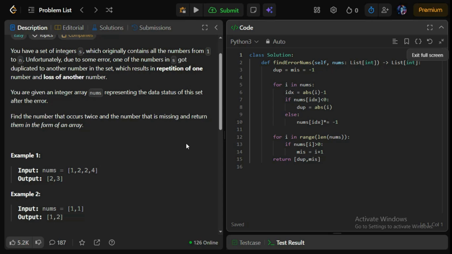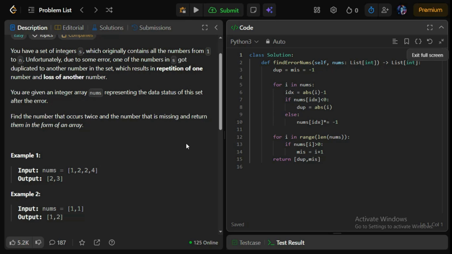As you can see in my code, the first thing I have done is to create two variables, duplicate and missing, whose values are currently minus 1. Thereafter I run a loop, and in the loop the first thing I do is find the index. In the first run, the value of i is 1, so my index will be 1 minus 1, which is 0. Thereafter I check whether the value at nums of 0 is negative or not.